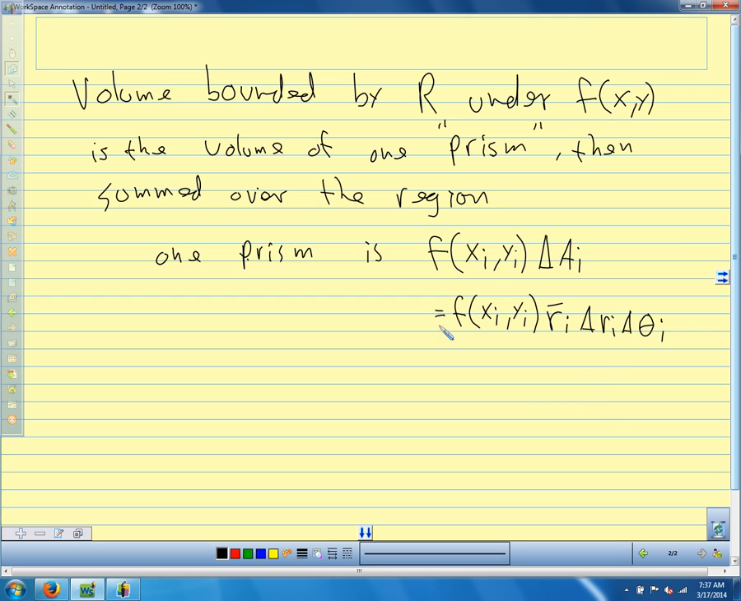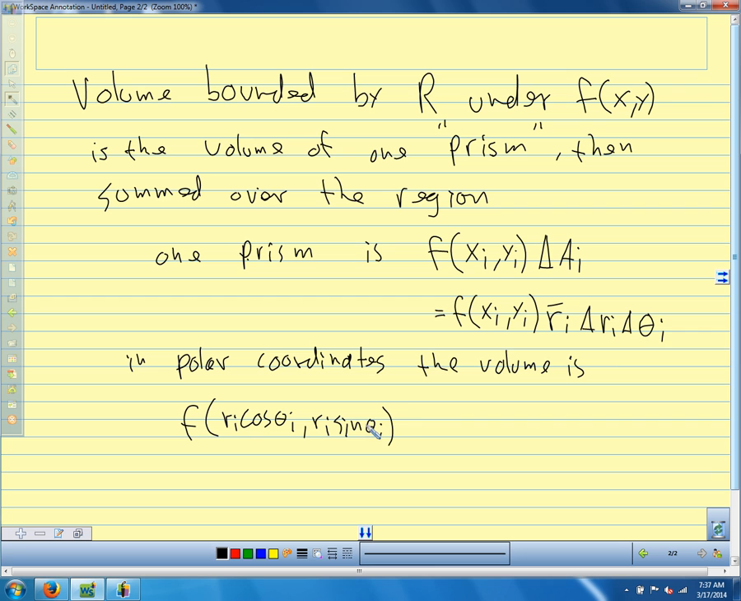And we want to express this in polar coordinates. So f of x sub i, y sub i. We need to do our substitution for x sub i and y sub i. So we're going to say this is f of r sub i cosine theta sub i, comma r sub i sine theta sub i. I'm making my substitution for x sub i and y sub i. And then we have our little area element, r bar sub i, delta r sub i, delta theta sub i. So that's the volume of one of those little prisms. We're going to sum the volumes of those little prisms over the region.